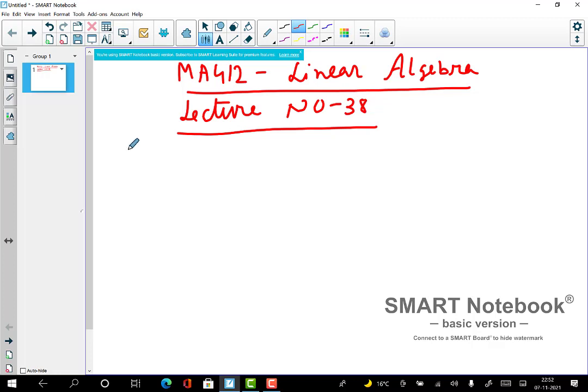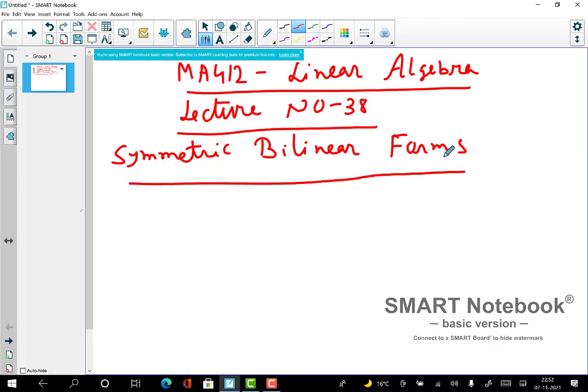Okay, so now recall that in our last lecture we discussed symmetric bilinear forms. Then we discussed diagonalization of symmetric bilinear forms. What is that? If there exists a basis such that the matrix representation of the symmetric bilinear form is a diagonal matrix, then we call that bilinear form diagonalizable.